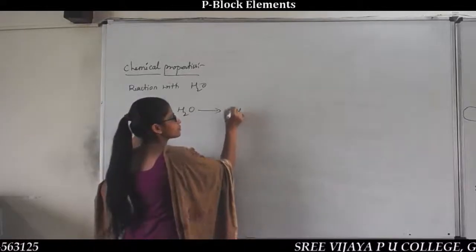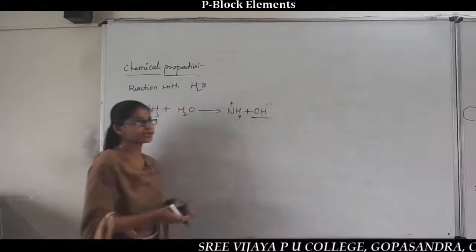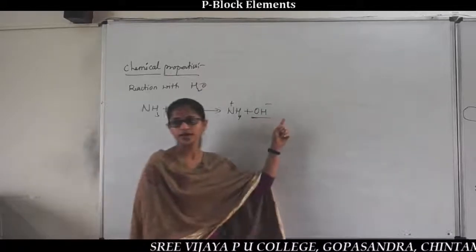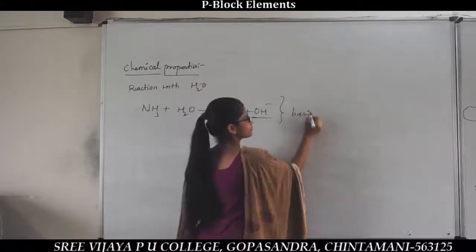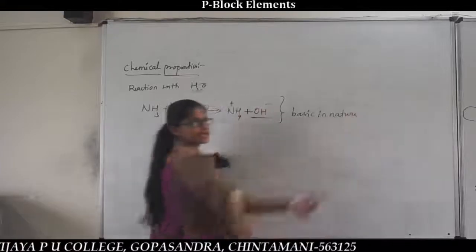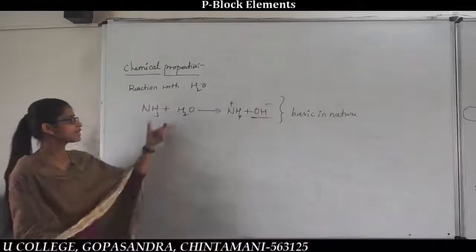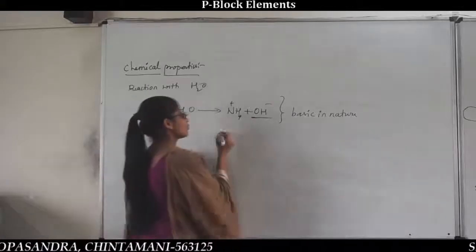See, NH4 plus, it gives OH minus. The OH minus ion is being formed there, right? So what is the nature of the substance? It is basic in nature. Why is it basic here? Because it reacts with water to form an ammonium ion. This is called the ammonium ion.